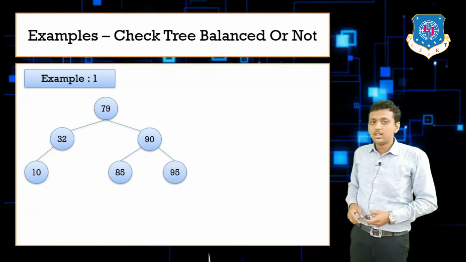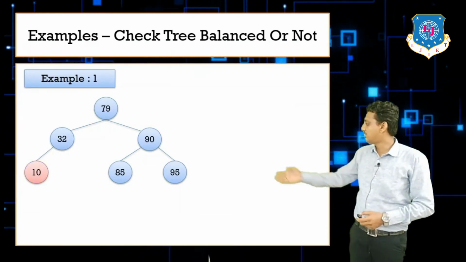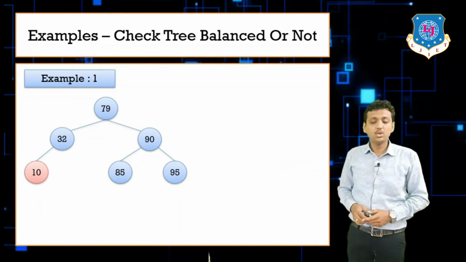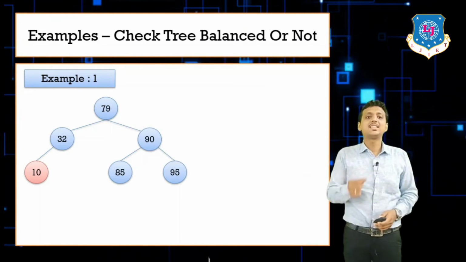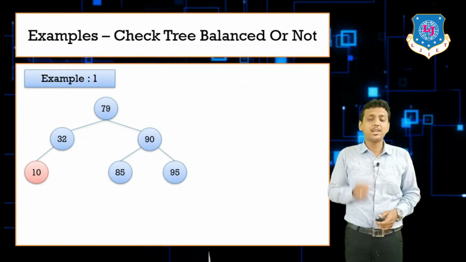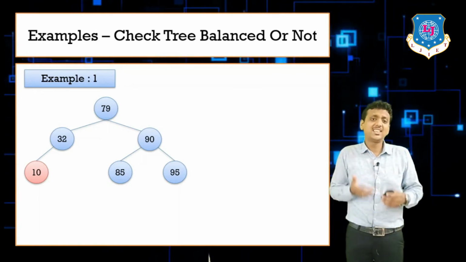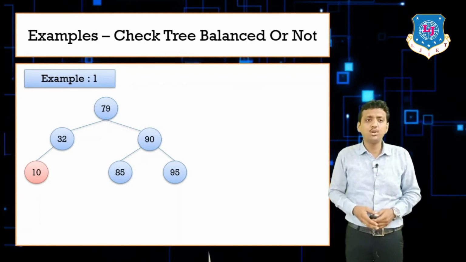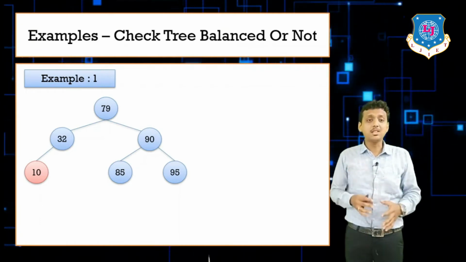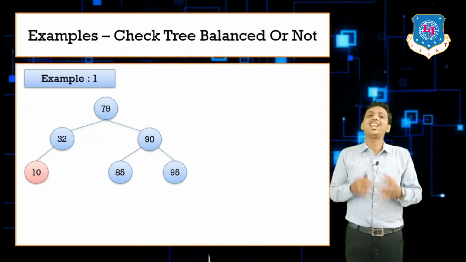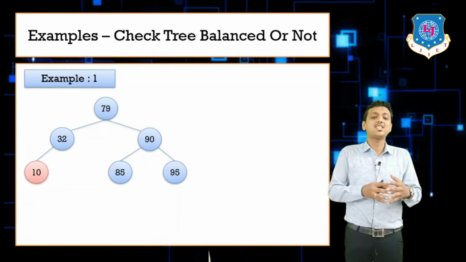Let me start with the balancing factor. Okay, let me start with the leaf node 10. So students, tell me, does any left subtree exist for node 10? Yes or no? No. Does any right subtree exist for leaf node 10? No. That means leaf node 10 does not contain any left subtree or right subtree.